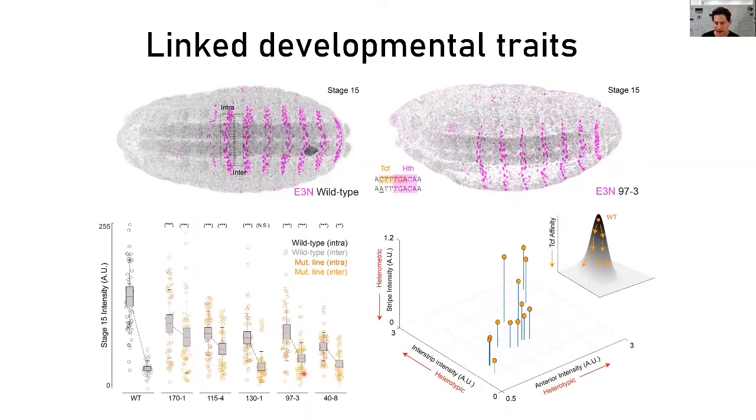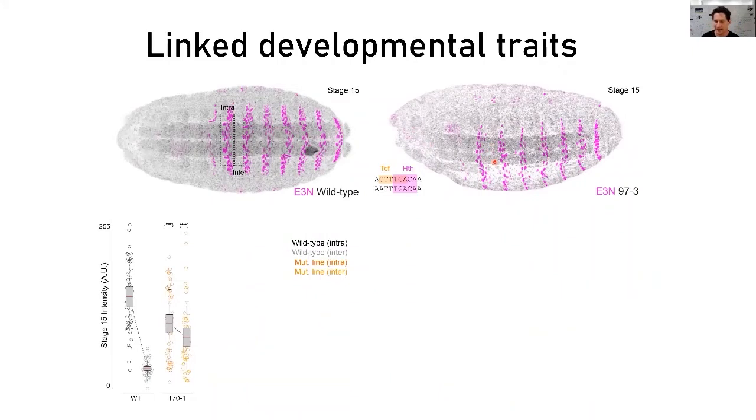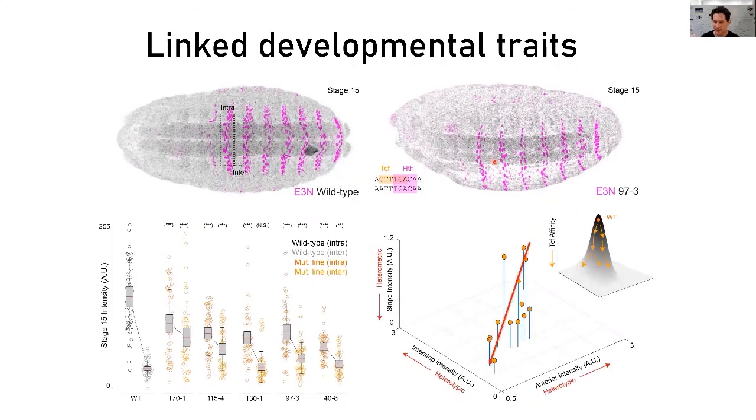You can map this out in this broader space, where you can relate your normal stripe intensity: as you mutate it, you decrease expression. But this is coupled with some anterior expression, where the expression gets a little noisy and starts turning on where it's not normally expressed. And this is always coupled with expression in between the segments. So you have these very linked changes of expression across the enhancer.